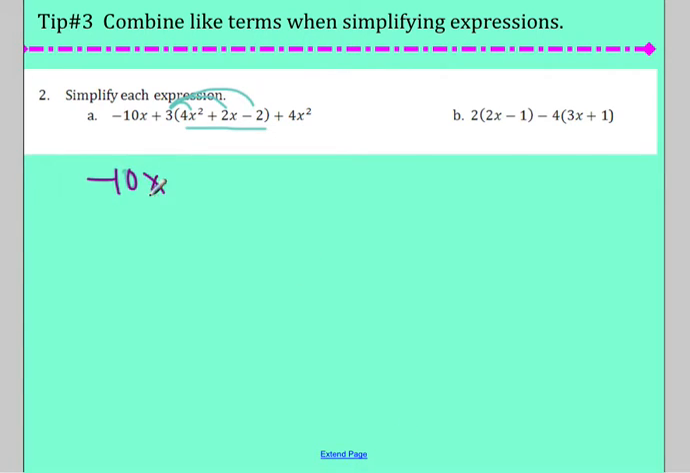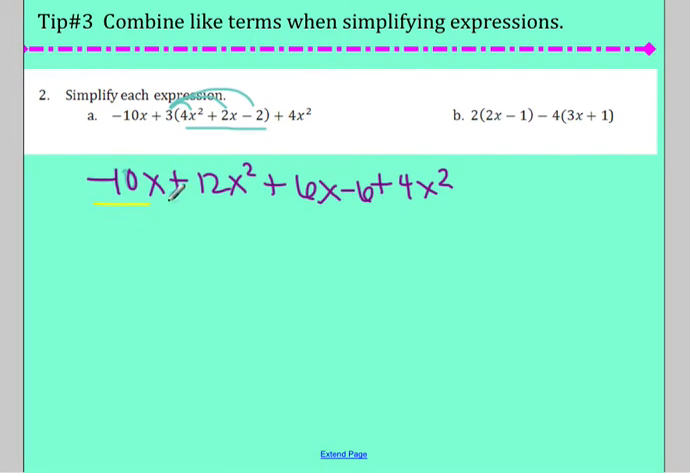So it's negative 10x plus 12x squared plus 3 times 2x, 6x. 3 times negative 2 is minus 6 plus 4x squared. All right, now what I need to do is combine like terms.